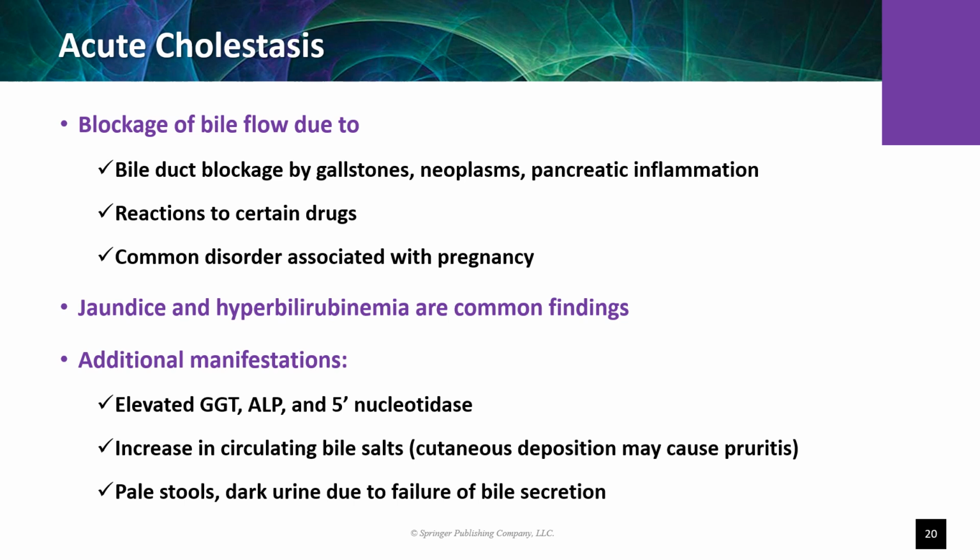Excessive bilirubin leads to a hallmark sign of jaundice, dark urine, and light-colored stools. Pruritus or itching is also a common manifestation of cholestasis.